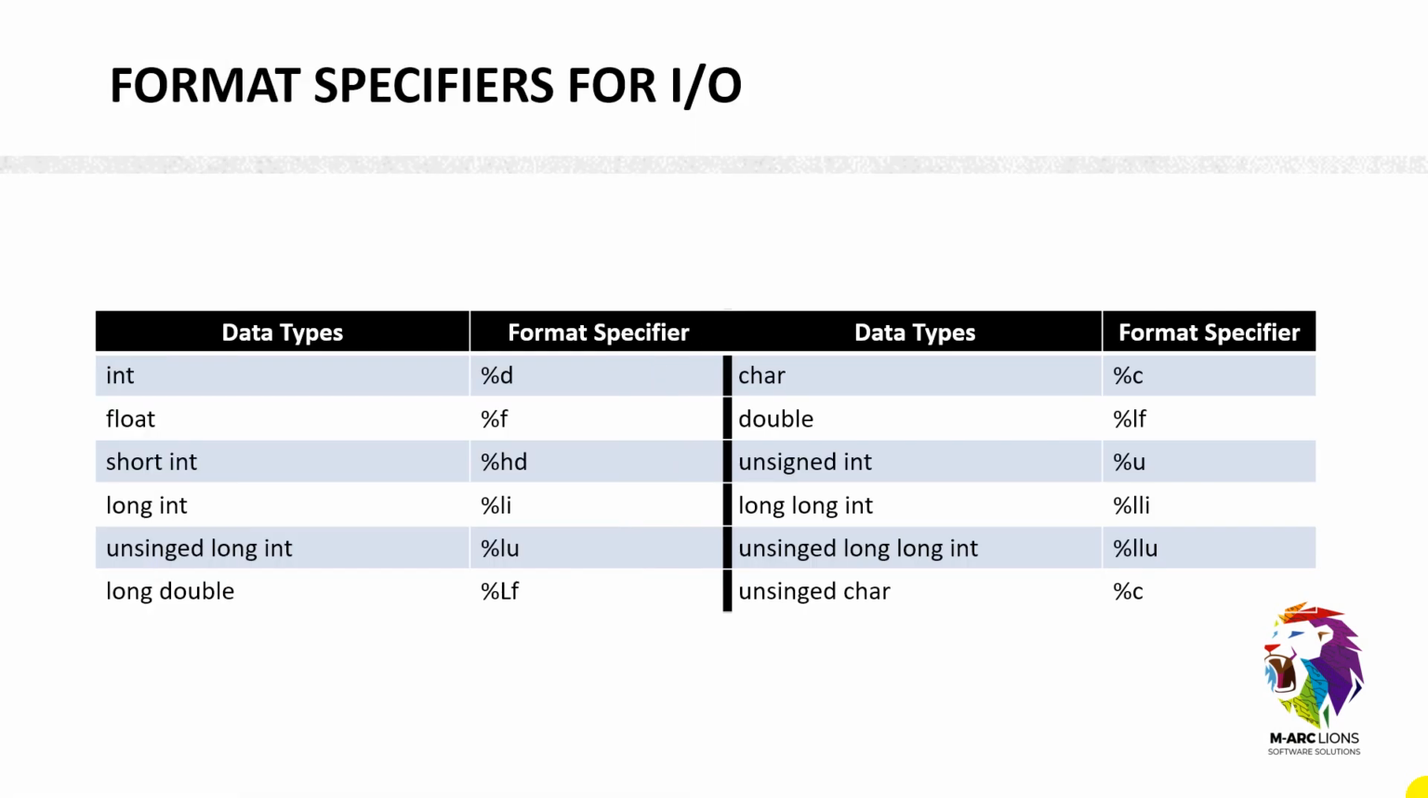After that we have some format specifiers for input and output for integer, float, short integer, long integer, unsigned long integer, double, long double, char, and unsigned integer. There are different format specifiers you can use by yourself as well. These are easy, as I have given you examples.